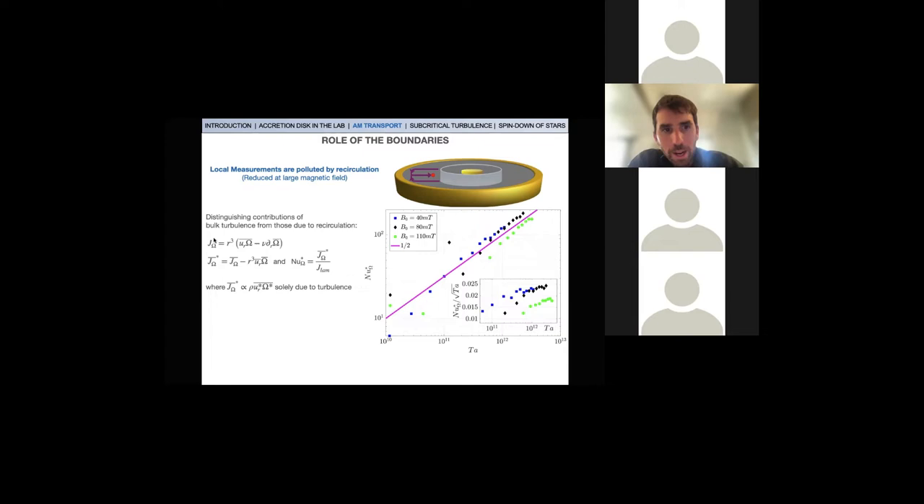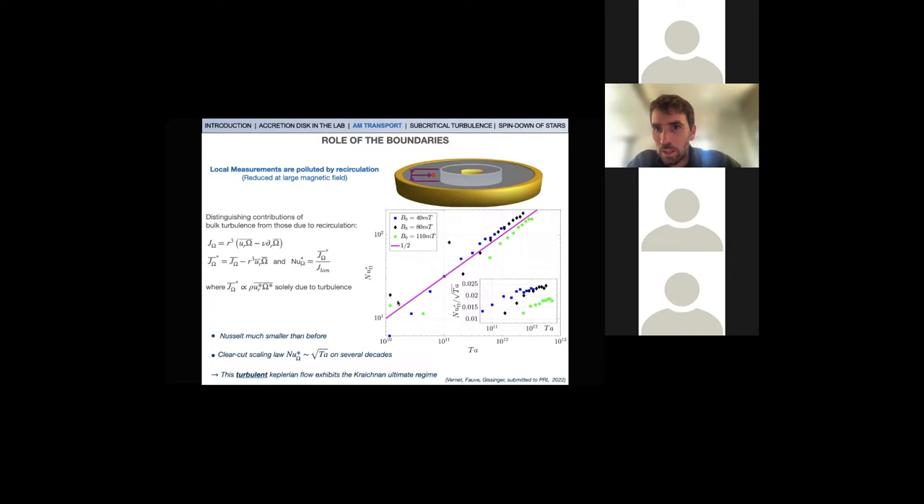Once you understand that, it's very easy to go beyond that. We can go back to the formula for the angular momentum, and we can remove the contribution from this recirculation. Here I'm removing the time average recirculation. By doing that, we now have a Nusselt number which is really a measure of the transport achieved by the turbulent fluctuations in the bulk. And this is what we get.